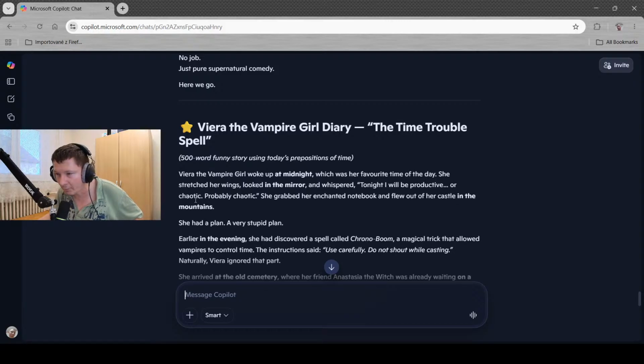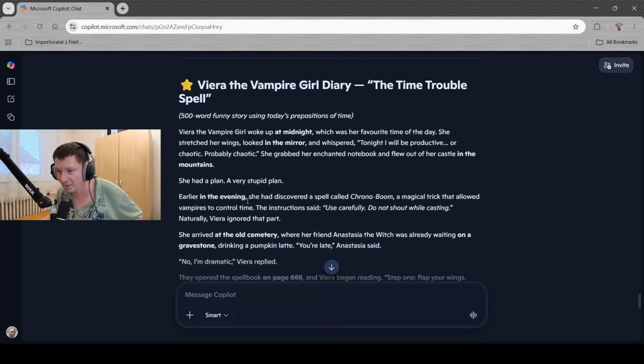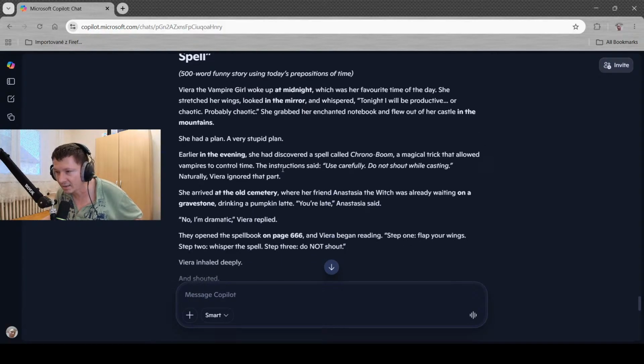Viera the Vampire Girl woke up at midnight, which was her favorite time of the day. She stretched her wings, looked in the mirror, and whispered, "Tonight I will be productive or chaotic, probably chaotic." She grabbed her enchanted notebook and flew out of her castle in the mountains. She had a plan, a very stupid plan. Earlier in the evening, she had discovered a spell called Chrono Boom, a magical trick that allowed vampires to control time. The instruction said, "Use carefully, do not shout while casting." Naturally, Viera ignored that part.